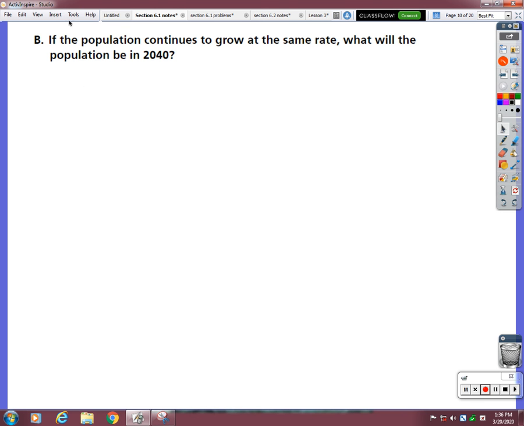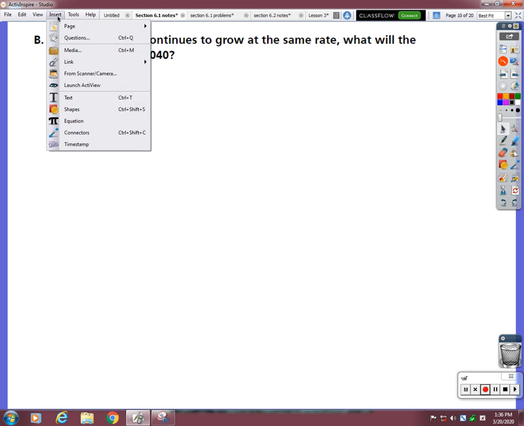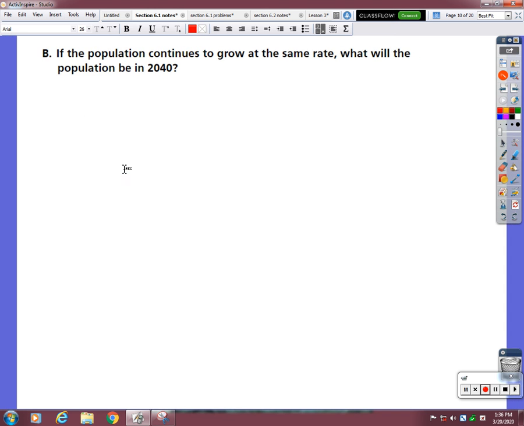Okay, so now that we have a function, we can use that to answer the question, if the population continues to grow at the same rate, what will the population be in 2040? Well, I'm glad you asked.